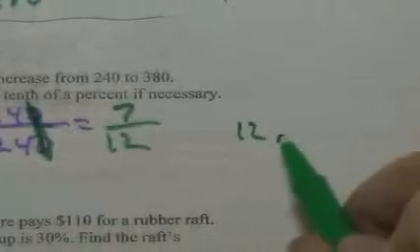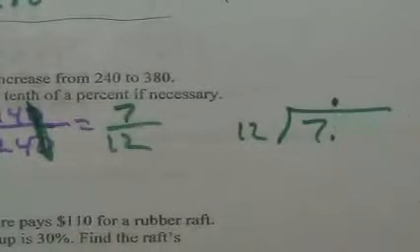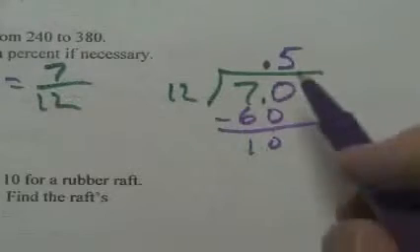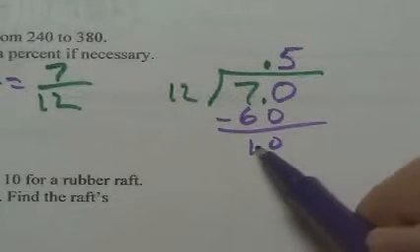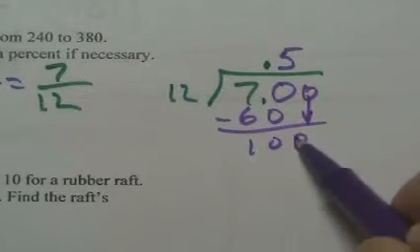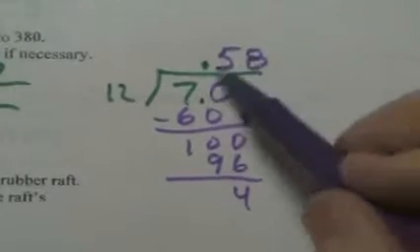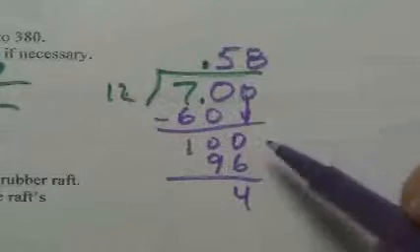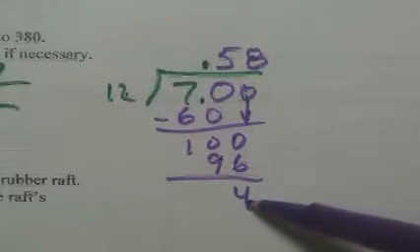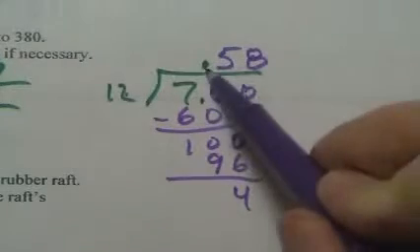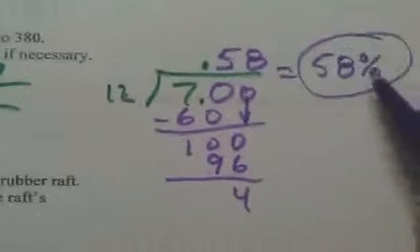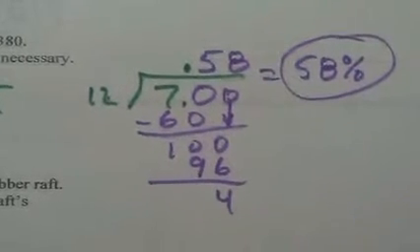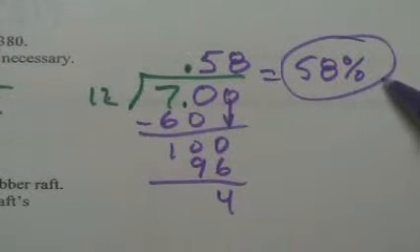Now we just simply divide 12 into 7, decimal straight up. 5 times 12 is 60. That gives us 10. Add another 0. 8 times 12 is 96. And so that gives us 4 left over. That's good enough. If I move the decimal over 2 spaces, it's 58%. So it's going to be like 58.1%.